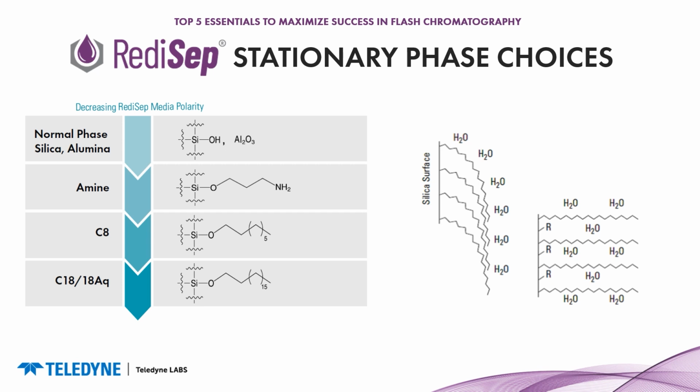phase. This is where C18AQ comes into play. C18AQ has these R groups in between the large carbon chains, and these are hydrophilic, meaning they love water. So they're able to interact with the water, and this is able to keep those C18, those large carbon chains, extended within the column, so they're still able to interact with that compound of interest.